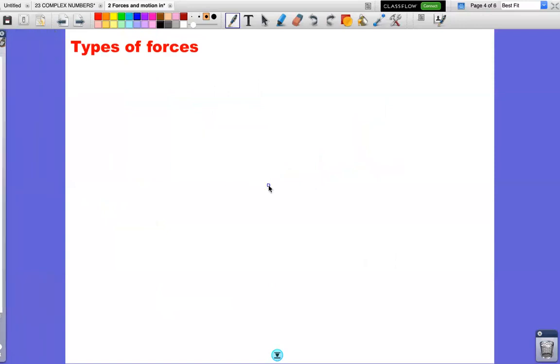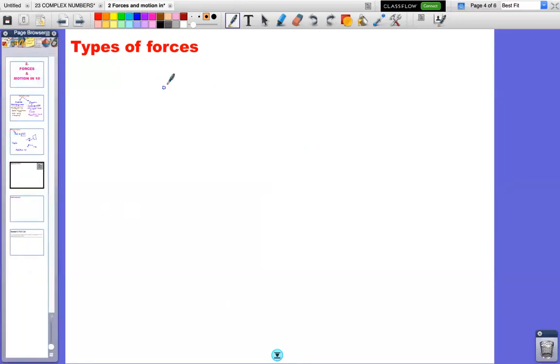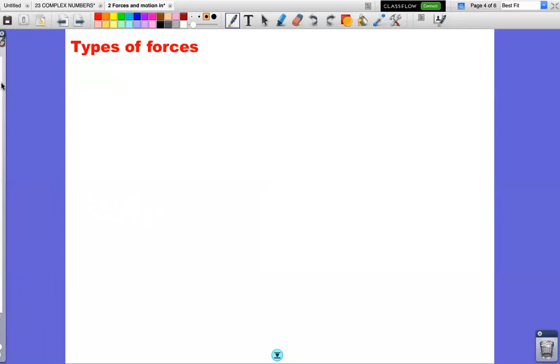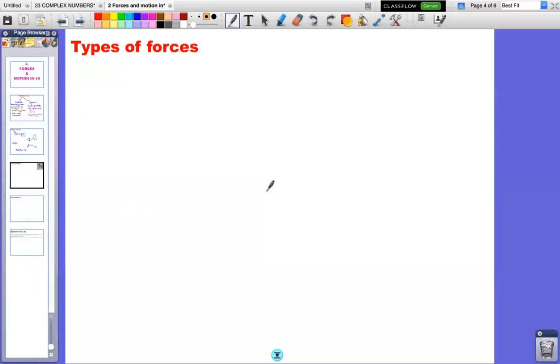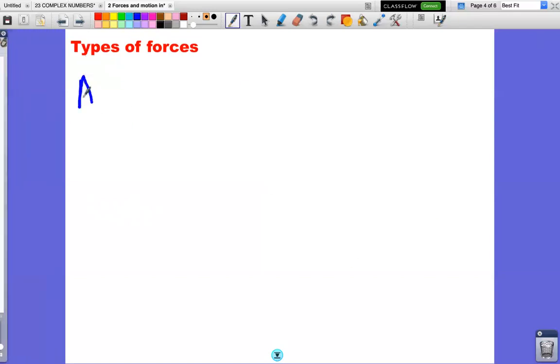I would like to talk about many different types of forces, so you get this basic understanding. The different types of forces. So you can talk of an applied force.